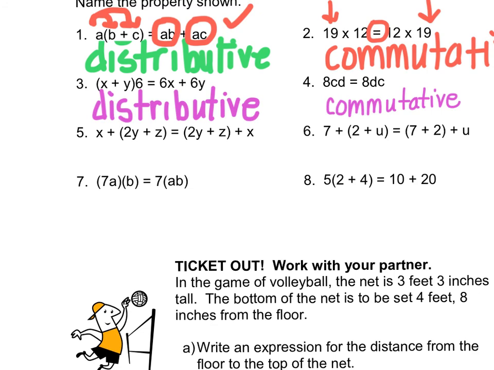In number 5, we see that there are parentheses. So it could be any one of the properties, distributive, commutative, or associative. Let's first check for commutative. Does the order change? We have x plus 2y plus z, and then on the other side 2y plus z plus x. The order changed. Therefore, number 5 is using the commutative property.